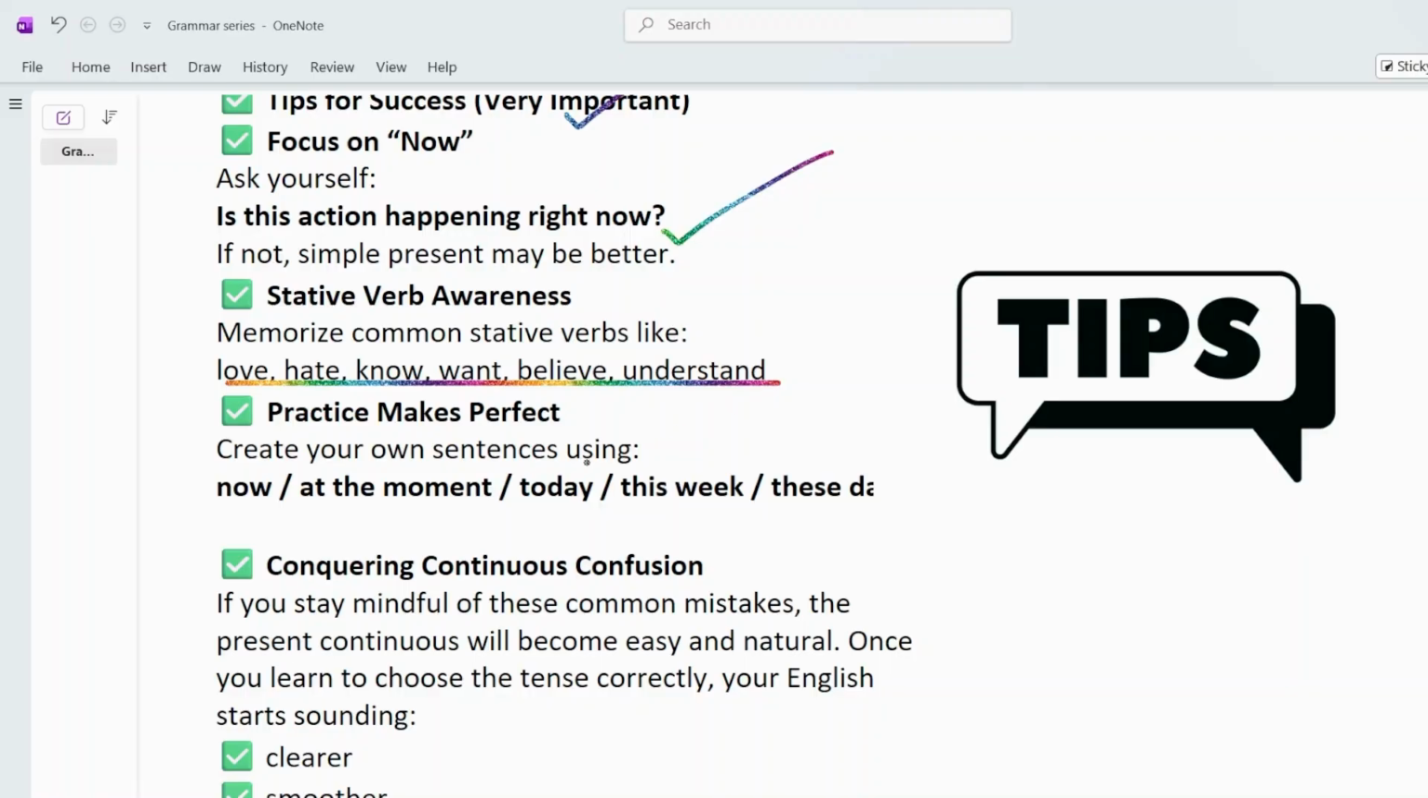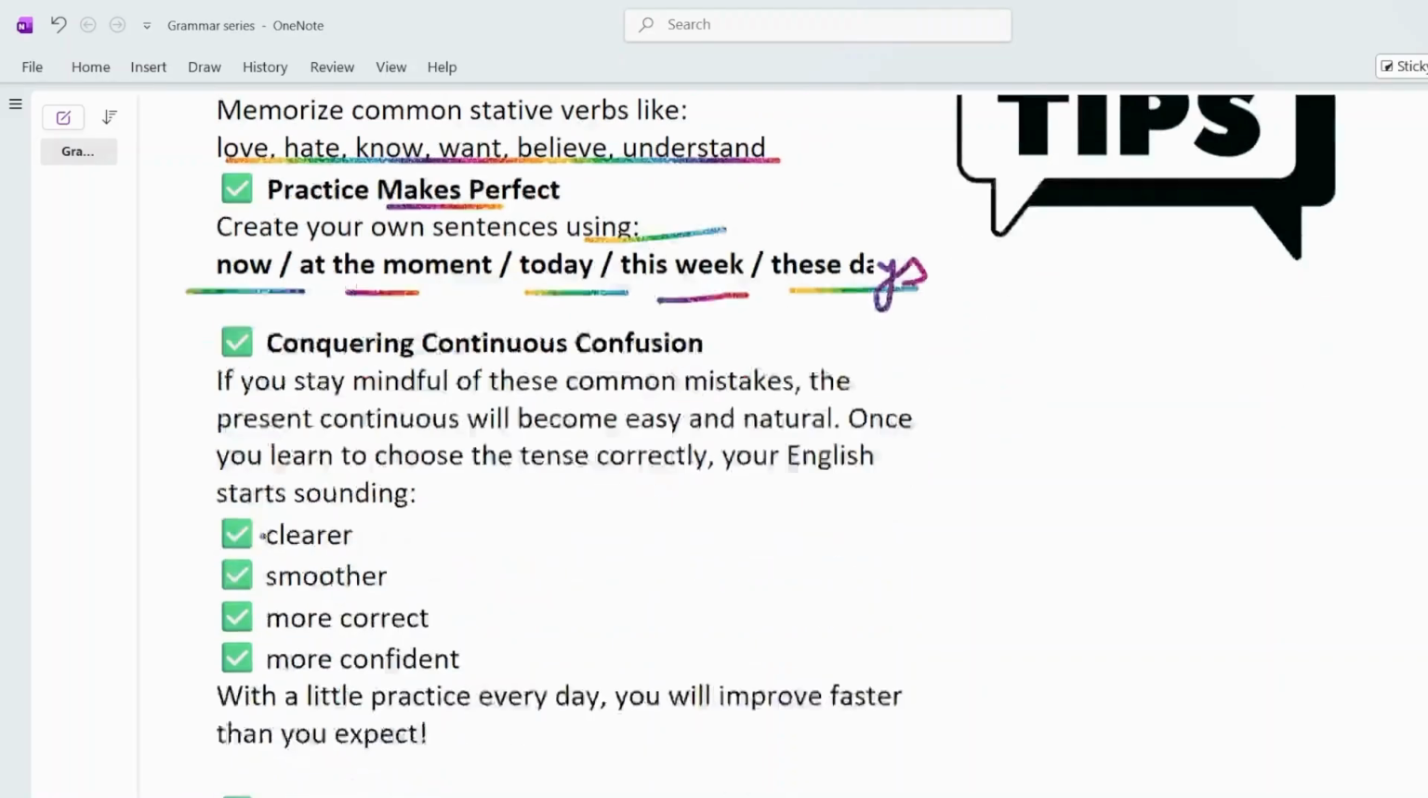Create your own sentences, as practice makes perfect. Please create your own sentences using time frames like now, at the moment, today, this week, these days. Why? Because this actually creates an impact of fluency.